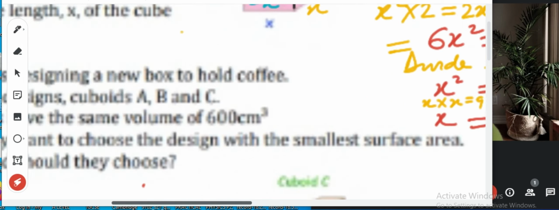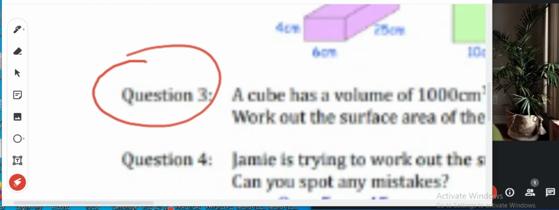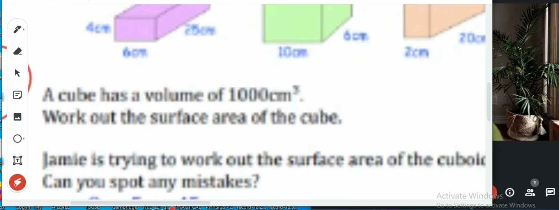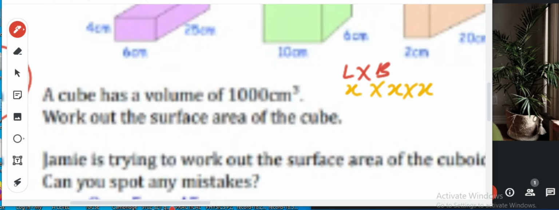And which other question do we have here? It says a cube has a volume of this. Work out the surface area of the cube. This one is actually easier. The volume is 1000 cm cubed. Remember, all the sides of the cube are equal. So x times x times x, because to find the volume you will do length times breadth times height or thickness to give you the volume.